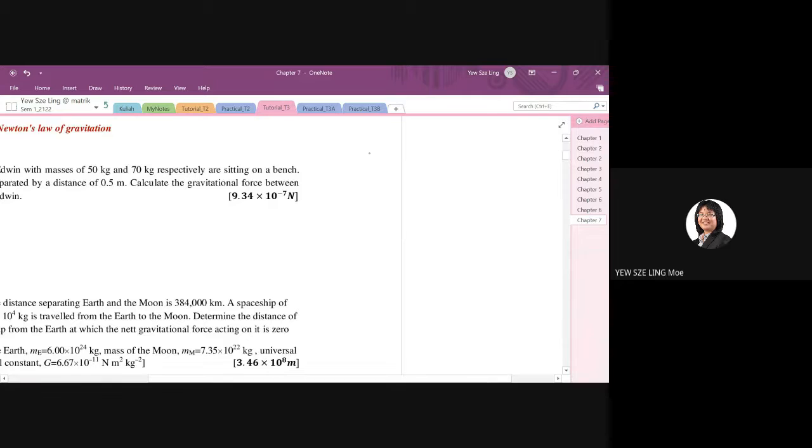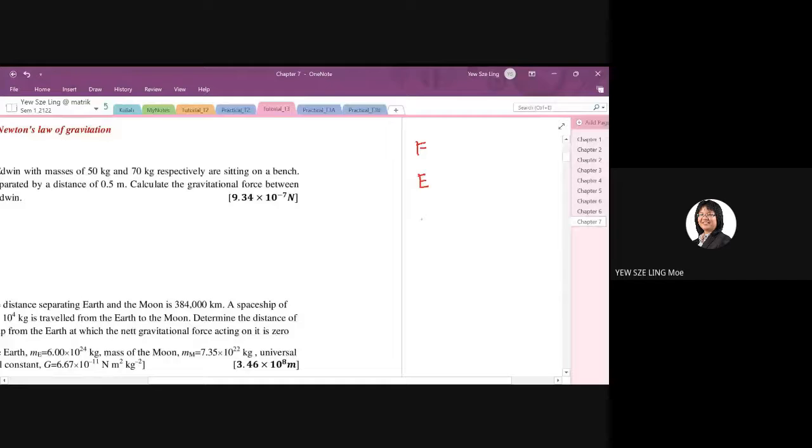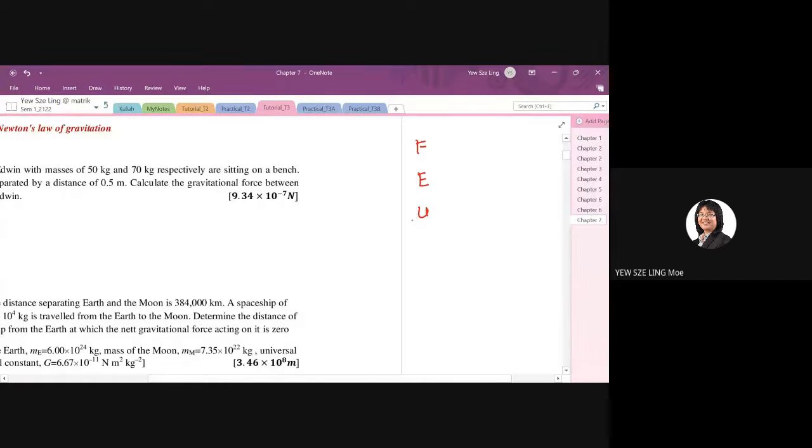First of all, we have a force. There are three quantities that we have to know in this chapter: F, E, and U, potential energy. After that we will look at everything about satellites: the escape velocity of a satellite, and the velocity and periods for a satellite. We are going to focus on these three things first: the force, the E, which is the field, and the U, potential energy.